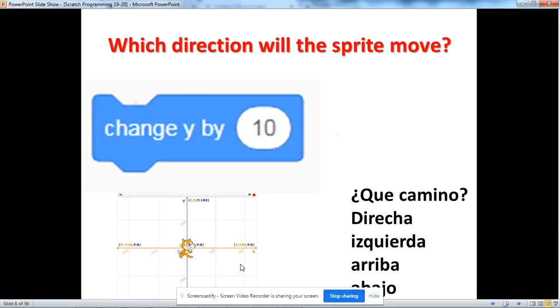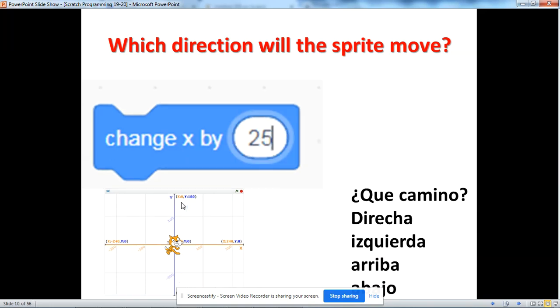All right, so I'm going to do a little practice with you. I want you to try to see if you can answer these as I go. If I told a sprite, we'll say Scratch Cat right here, to change his Y by 10, would he move up, down, right, or left? If you said up, you are correct. Changing the Y by 10, or adding to the Y axis, so more than 0, is going to move a sprite up.